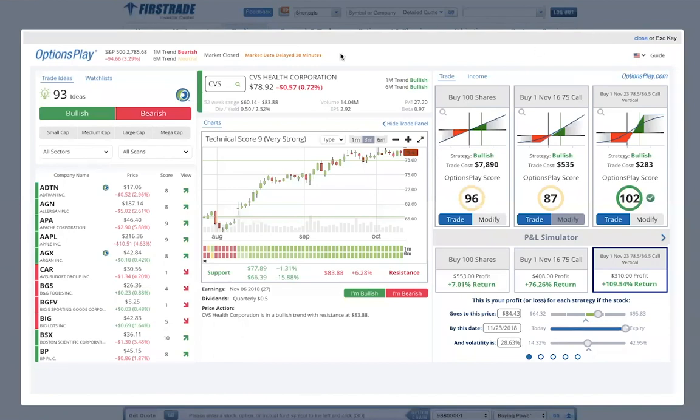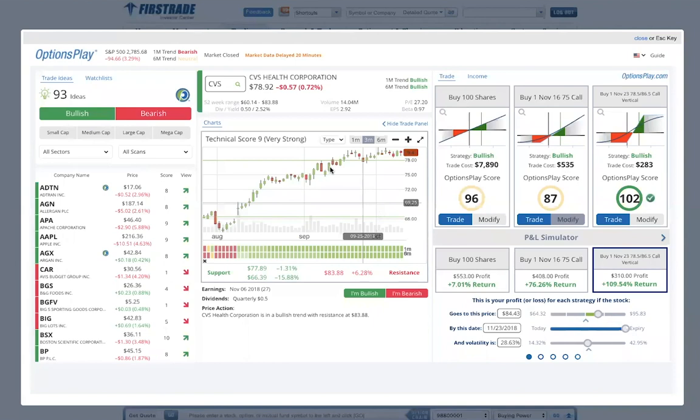So when we buy this call option here on CVS, the November 16th 75 call that costs $535, the goal is to simply have this option go up in price so that we can sell this later for more than $535. It's the same thing like buying a stock. When you buy a stock at $78, you want the stock to go higher. It's the same thing when you buy an option for $535. You want that option price to go higher so that you can sell it at a profit. It's the exact same thing.